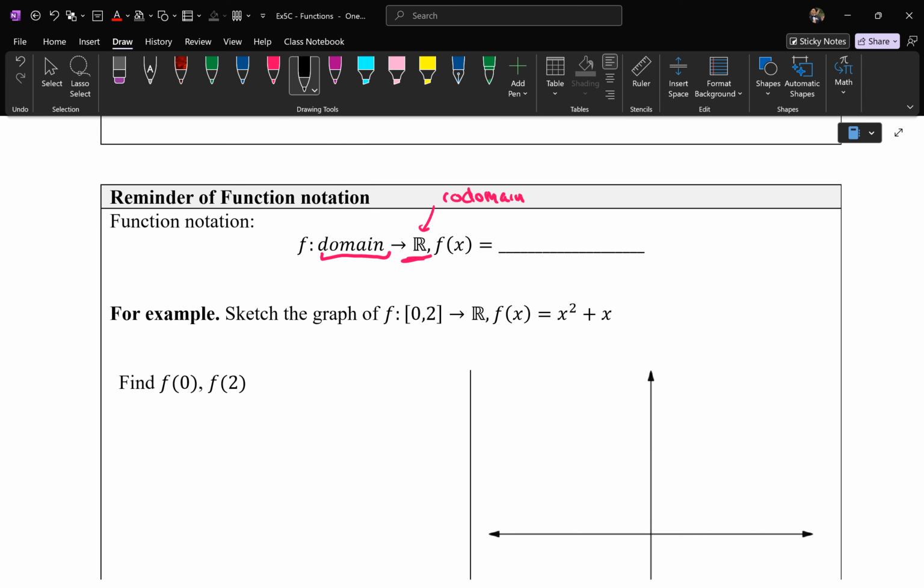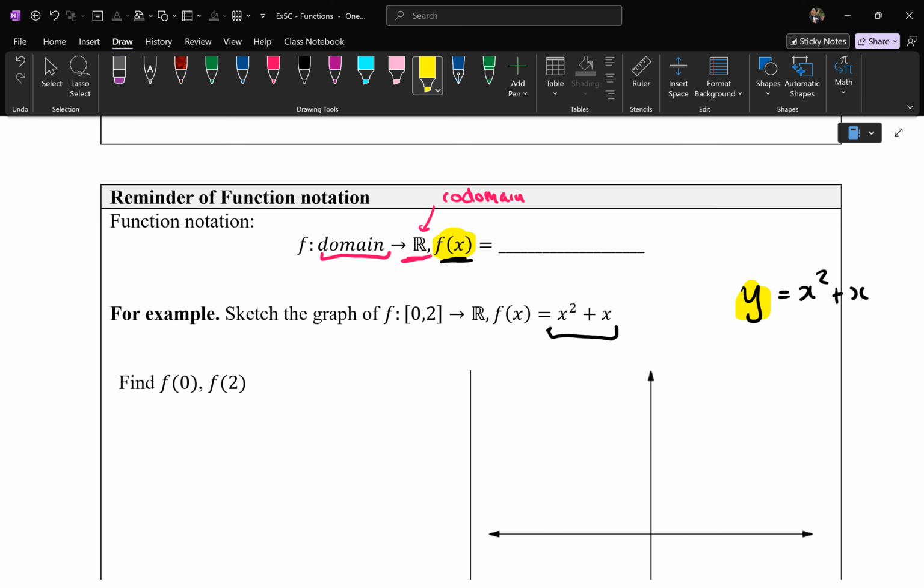Domain, we said, is all the x values you can take, and then you write f of x equals whatever function you have. So take this example. This is my function. Instead of writing y equals x squared plus x, I'm now calling y f of x. So this f of x is the y. And the reason we do that, just like on our CAS calculator, is you can do things like f of 0, f of 2.